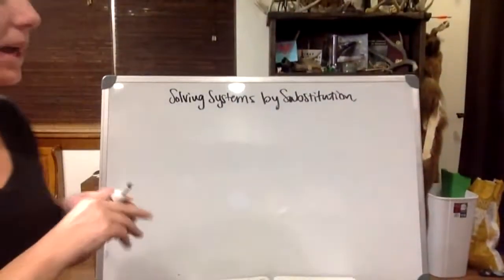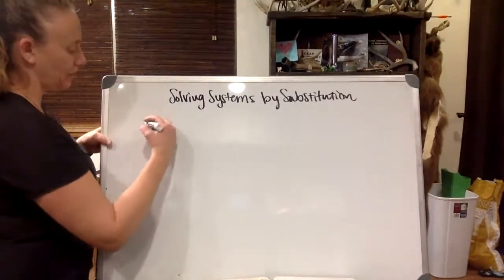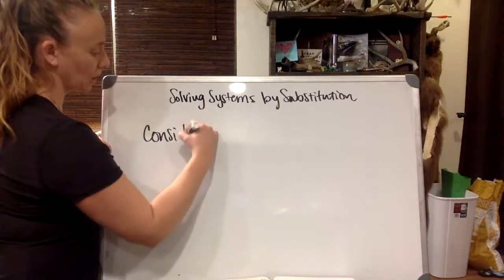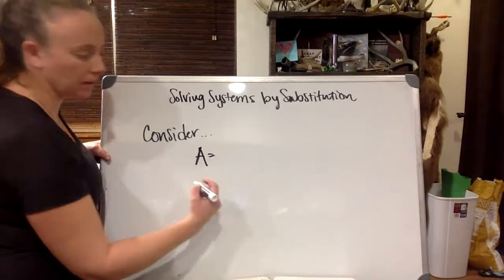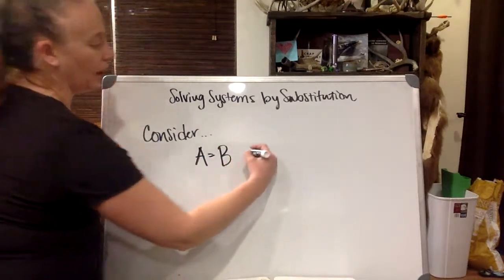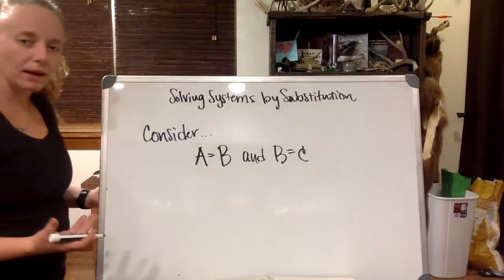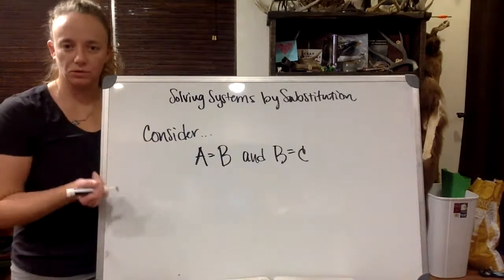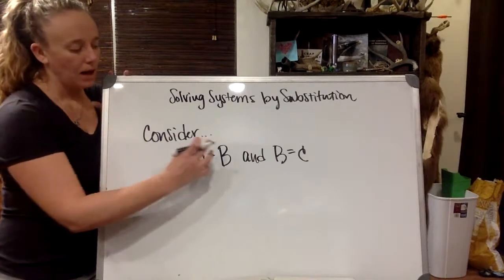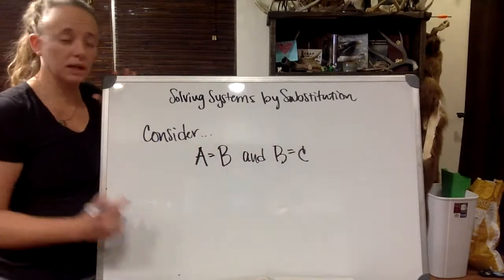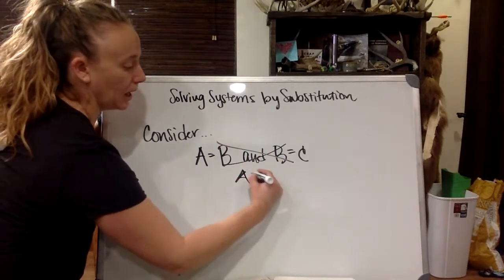All right, so we have solving systems by substitution. I want you to consider this idea: if A, a random letter, equals B, and B equals C, then what other statement could we make that's also true, given these two situations? Hopefully you're thinking A equals C. We can essentially cut out this whole middle section and simply say A equals C.